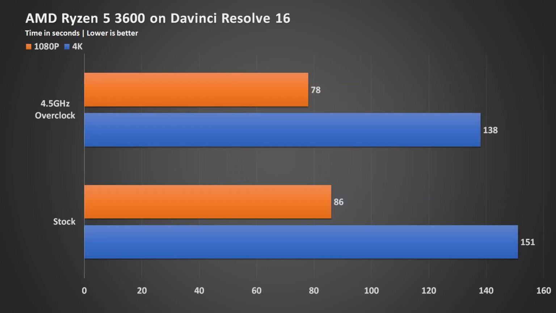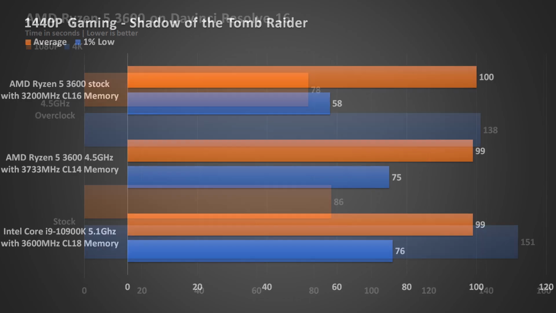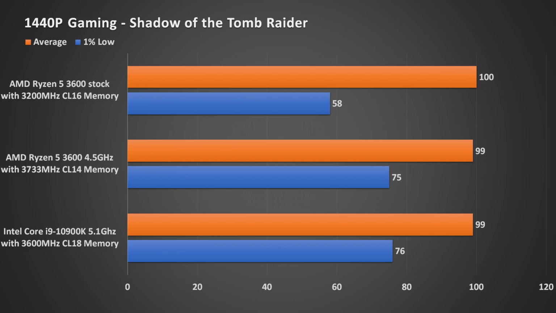In DaVinci Resolve, I tried converting my 3-minute 4K video to 4K and Full HD, and again the 4.5 GHz all-core overclock reduced the render time significantly. As for 1440p gaming paired with an RTX 2080 Super graphics card, the overclocked Ryzen 5 system matches even the Core i9-10900K at 5.1 GHz in Shadow of the Tomb Raider.